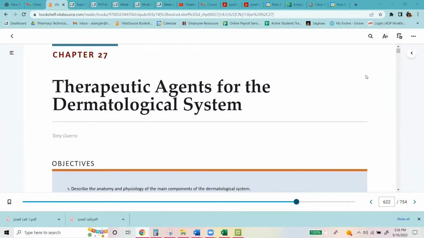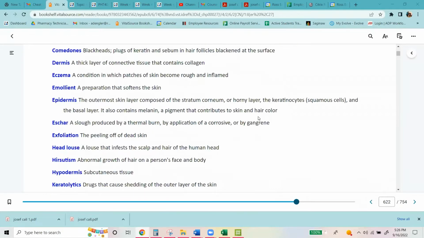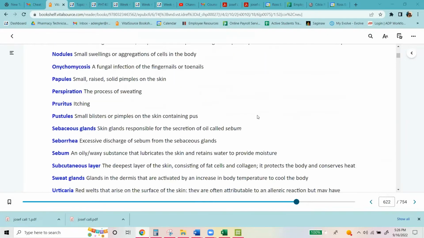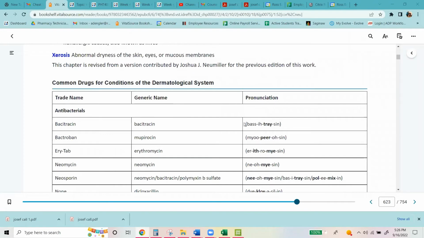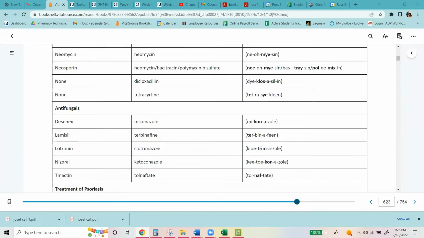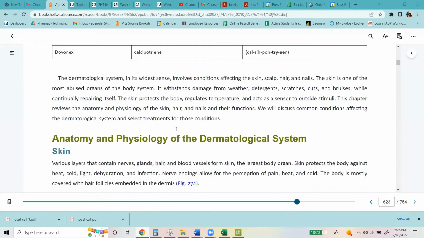Chapter 27, Therapeutic Agents for the Dermatological System. I'll skip past the terms and definitions, but we will go through them in the chapter. And in the beginning of the chapter, we have the common drugs for conditions of the dermatological system. And we have the pronunciations over here for the generic names. So very good tool to practice your drug names with.